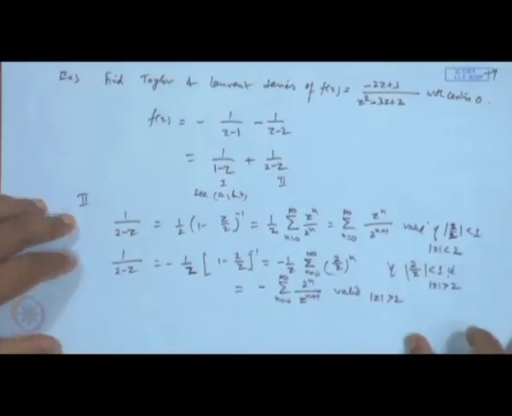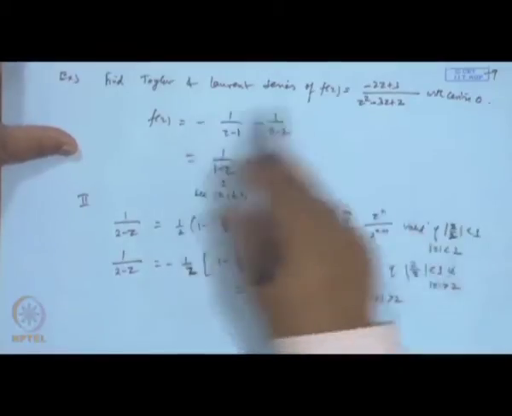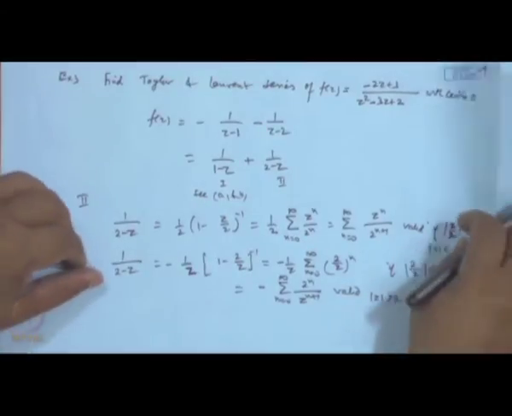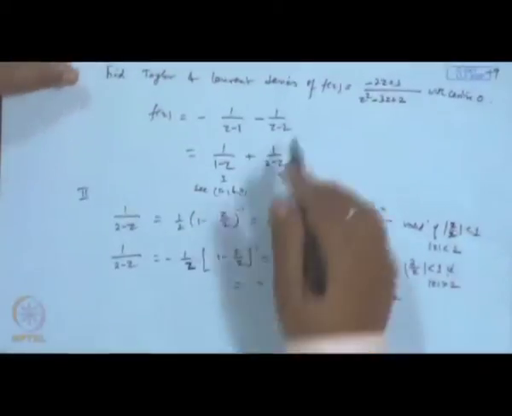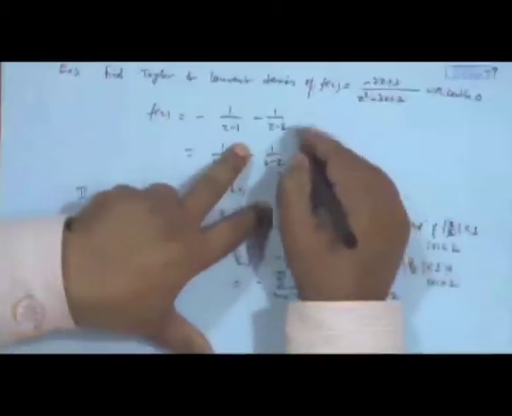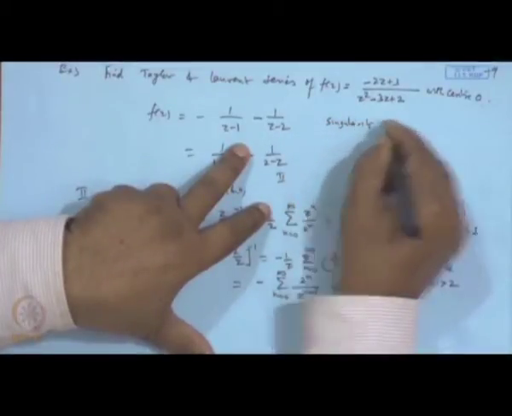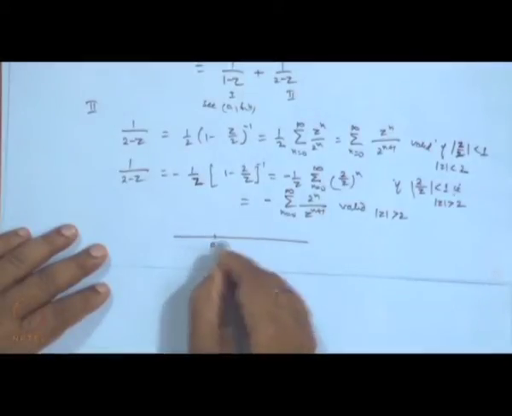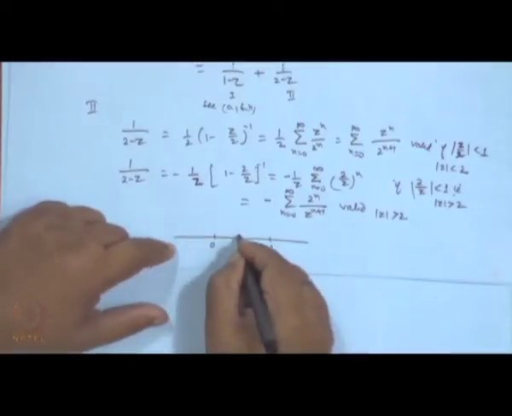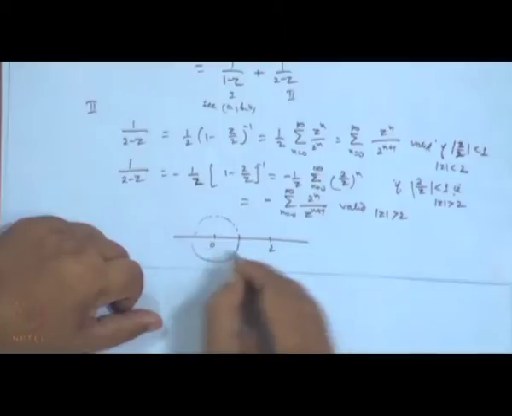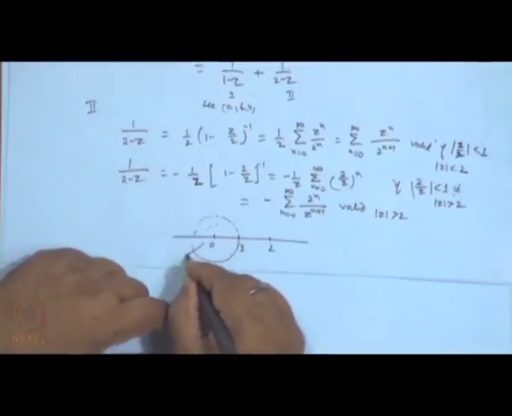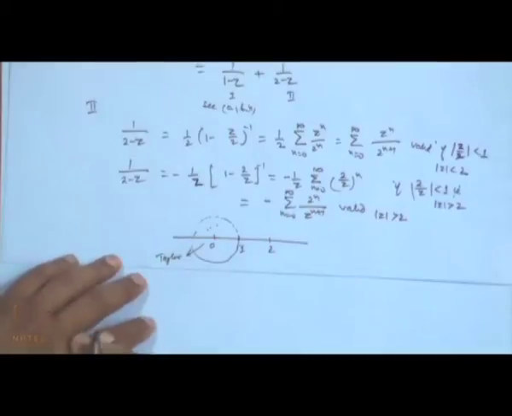Now, what we are interested in is to find the Taylor series and Laurent series expansion, for mod z less than 1 and for mod z lying between 1 and 2, because there are two singularities. If I look at the function f(z) here, it has a singularity at z equal to 1 and z equal to 2. These are the singular points. So, this is 0, this one is 1, this is 2. In the disk mod z less than 1, there is no singularity in it.